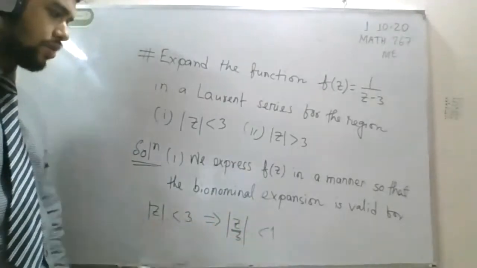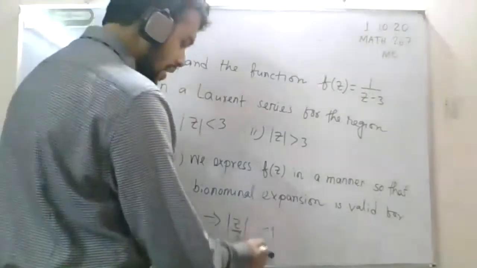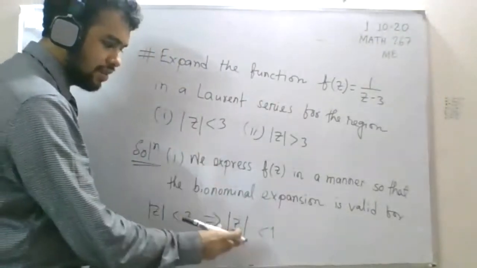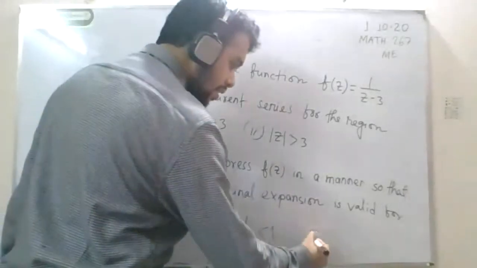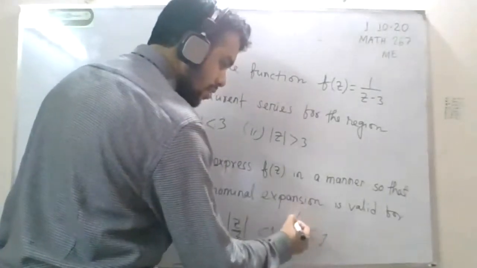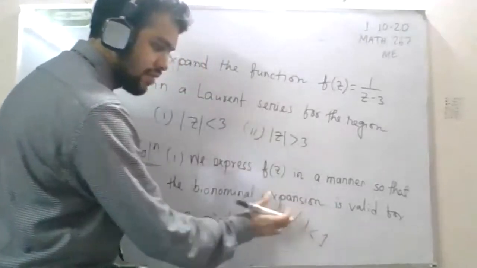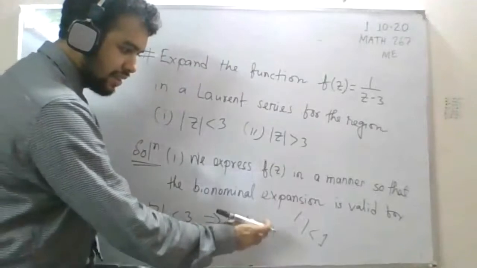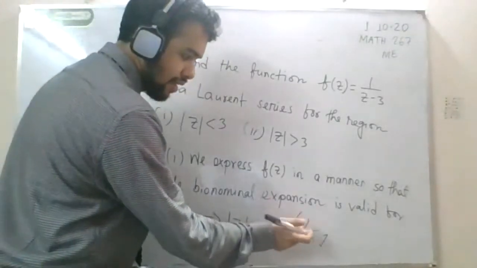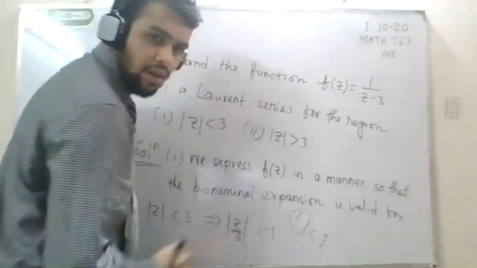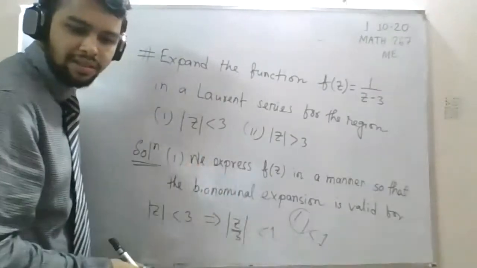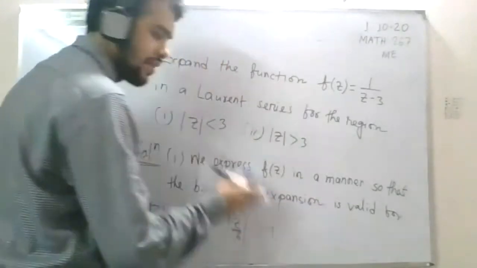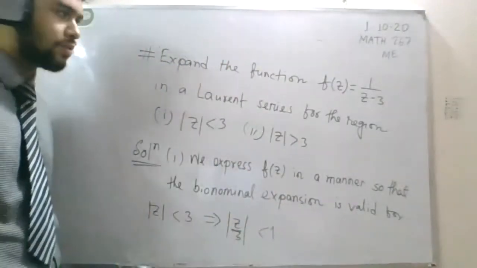Okay, so the main thing is you have to make your region, the one that was given, less than 1. Okay, so this is the condition. Here, whatever modulus is given, you make it as modulus of something less than 1. You have to fulfill this condition or criteria to find the Laurent extension or series from your given function.